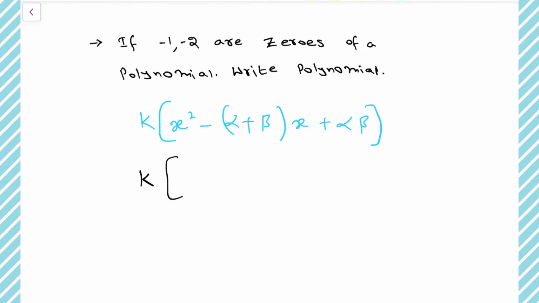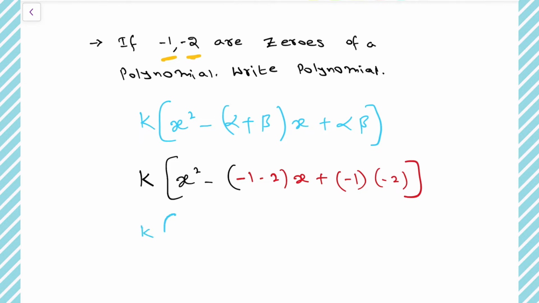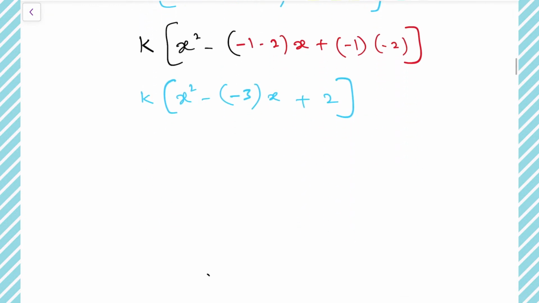K into x square minus, this alpha and beta are nothing but the zeros which are given in the question. Those are minus 1 and minus 2. So in the place of alpha, minus 1, in the place of beta, minus 2, into x as it is, plus alpha minus 1 into beta minus 2. So close it. Then k as it is times x square minus minus 1 minus 2, minus 3, into x plus minus 1 into minus 2, plus 2. Now if we simplify this further, k into x square minus into minus 3 plus 3x plus 2.